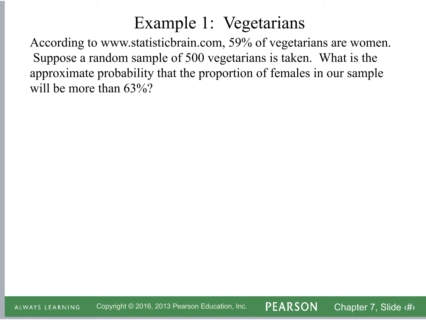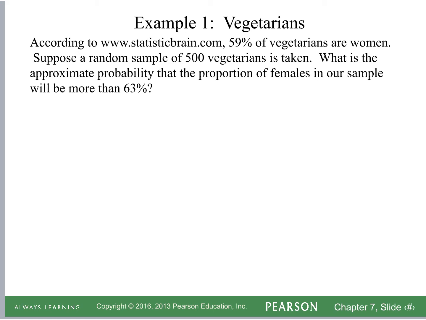Okay, so here is our first example. According to www.statisticbrain.com, 59% of vegetarians are women. Suppose a random sample of 500 vegetarians is taken. What is the approximate probability that the proportion of females in our sample will be more than 63%?